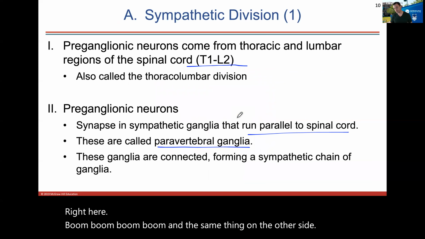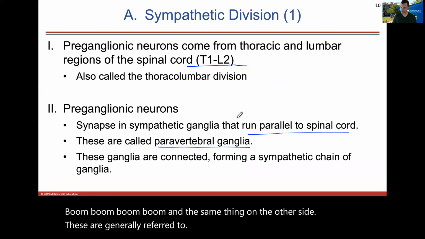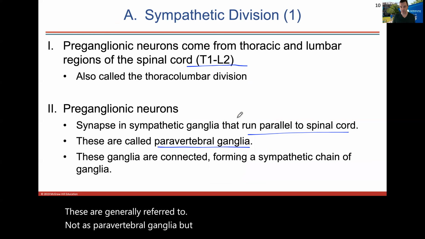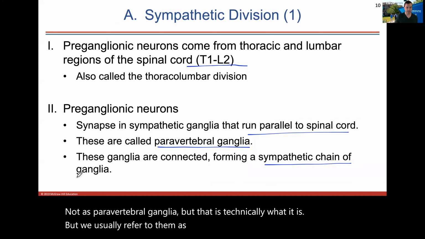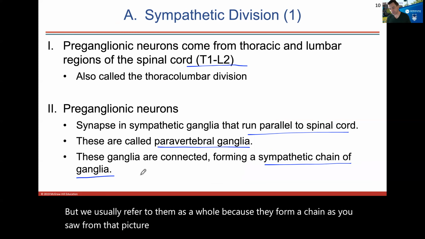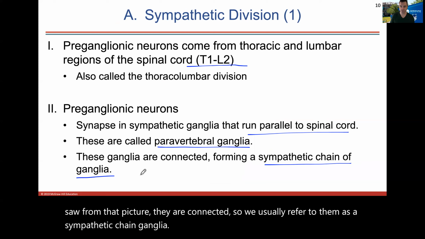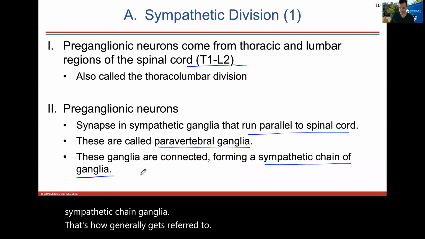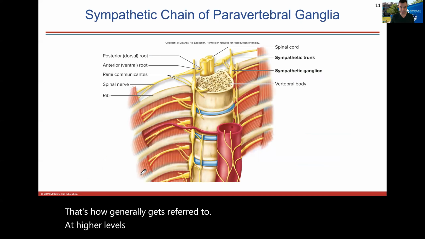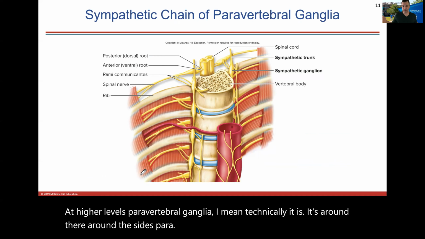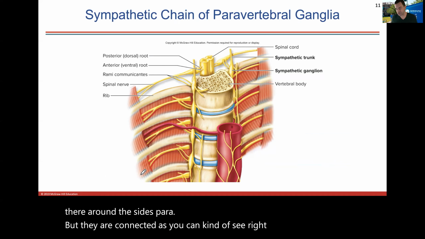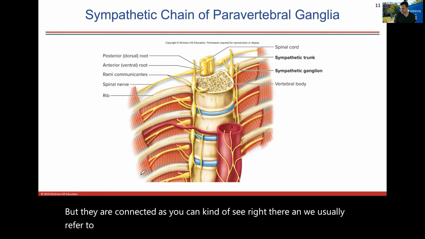And the same thing on the other side. These are generally referred to not as paravertebral ganglia, but that is technically what it is. But we usually refer to them as a whole because they form a chain, as you saw from that picture. They're connected. So we usually refer to them as a sympathetic chain ganglia. That's how it generally gets referred to at higher levels. Paravertebral ganglia, I mean, technically it's around. They're around the sides, para. But they are connected, as you can kind of see right there. And we usually refer to them as sympathetic chain ganglia.